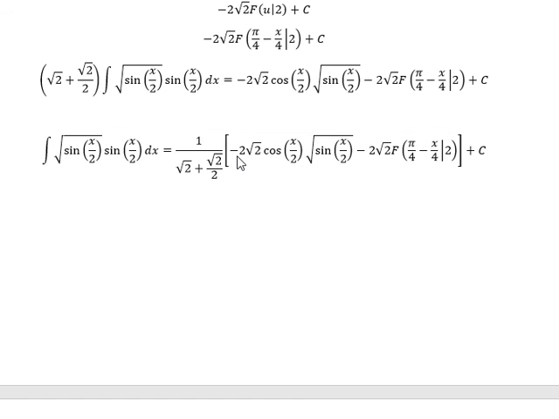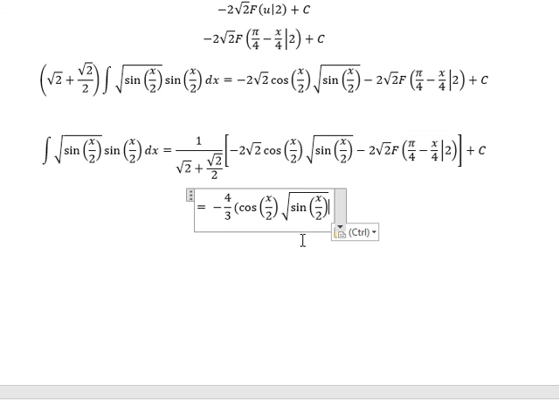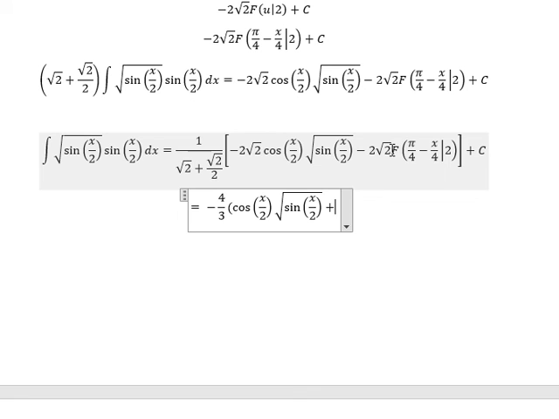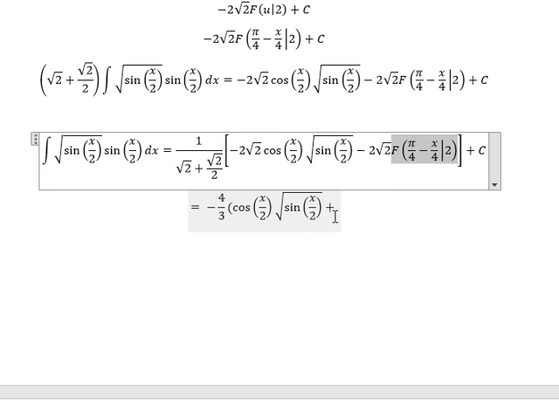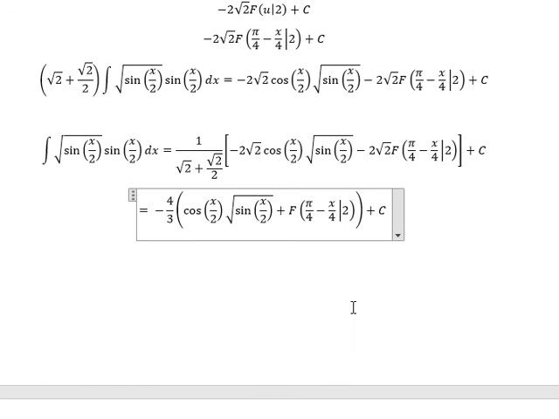So we have the negative 2 multiplied with square root of 2. Divide this one, you will get negative 4 over 3. And we have this one plus this one. And we have C is a constant.